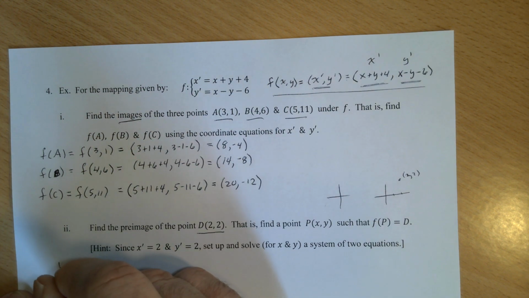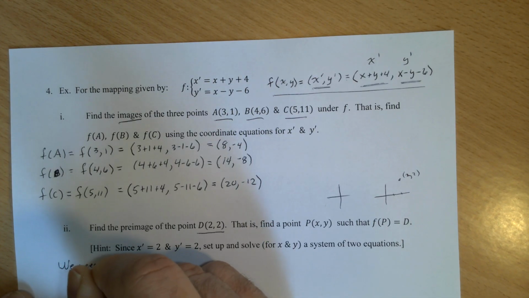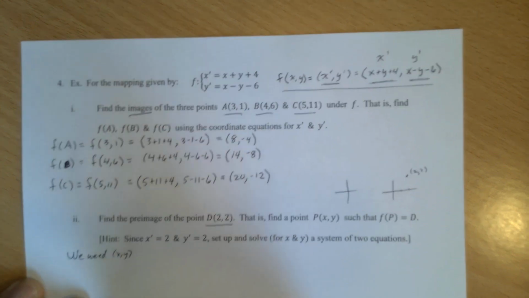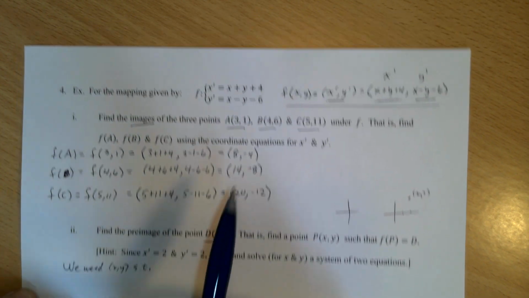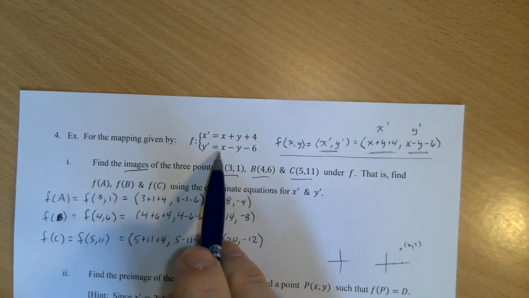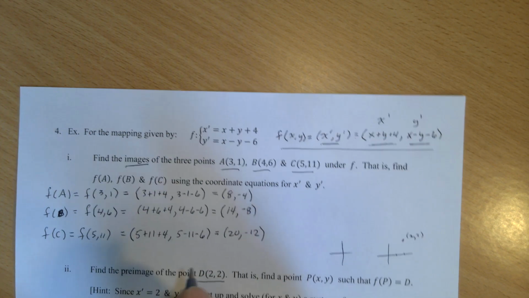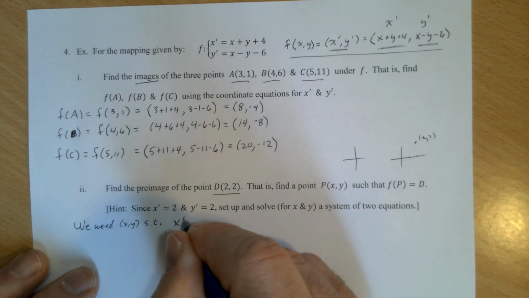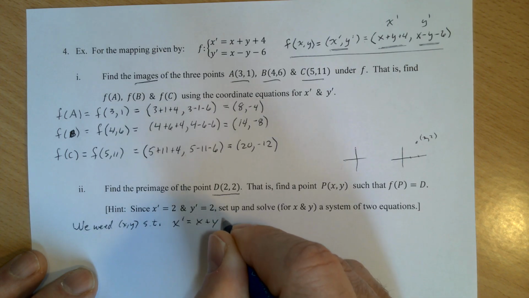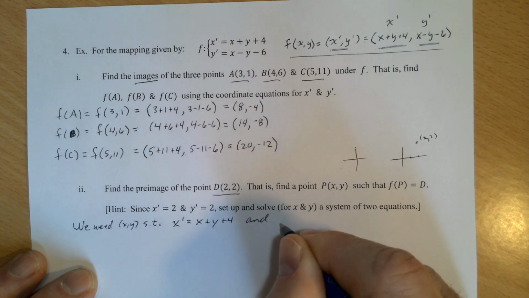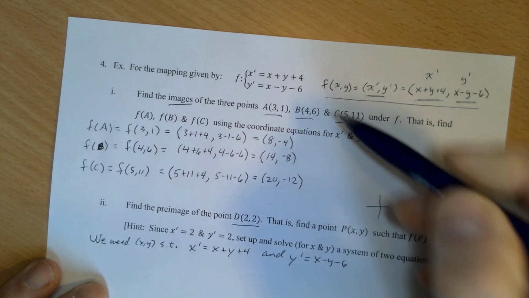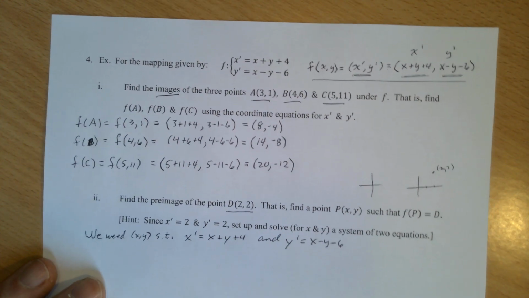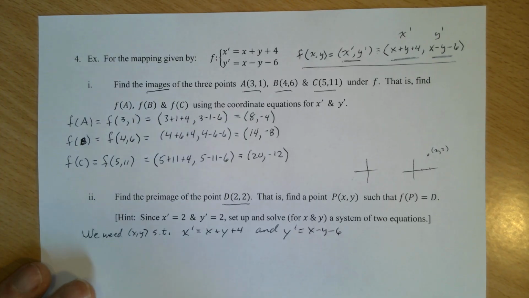So let me just write a note. We need an ordered pair xy such that these two equations are true, such that x prime equals x plus y plus 4 and y prime equals x minus y minus 6. I just copied these two equations up here. Okay, well, notice what will happen.